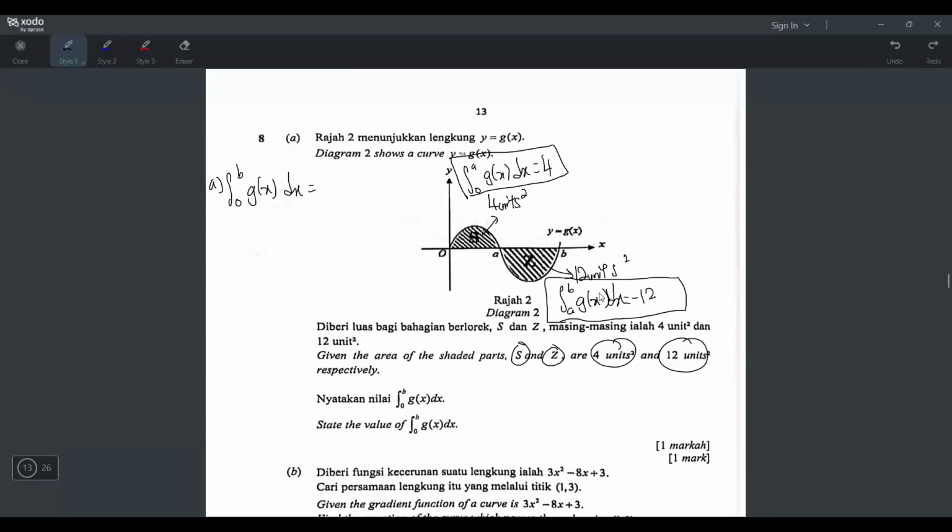So now we have these two pieces of information, but they ask us to find integrate from 0 to b. Is this 0 to b? No, this is 0 to a. What about this? This is a to b. So no also, right? But if you realize, integrate 0 to b is actually this one plus this one. Yeah, it's actually this one plus this one. So you learn it in properties of definite integral.